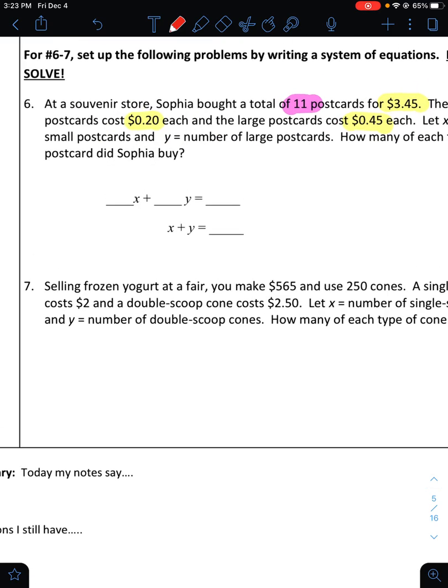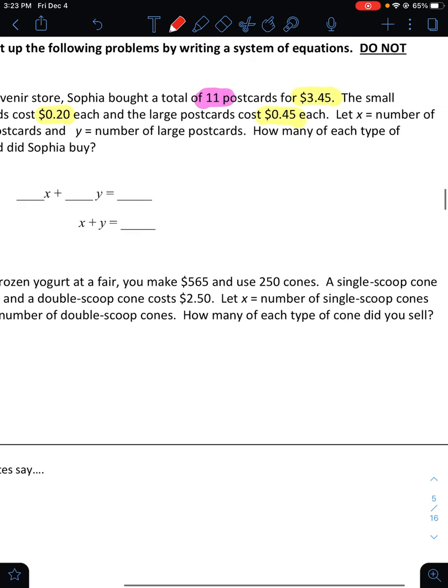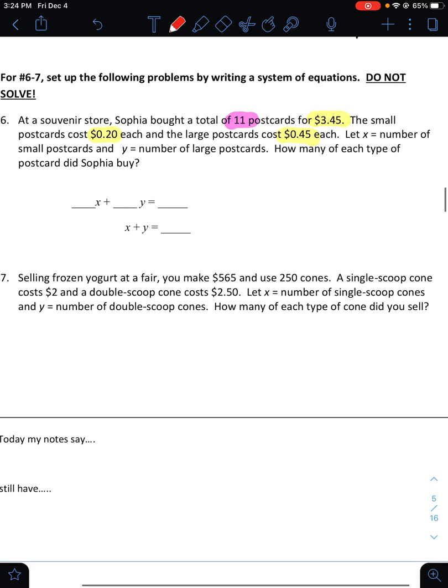So do you see how the first equation, I am trying to put something times X and something times Y. So if X is the number of small postcards and the small ones are 20 cents each, well, I want to multiply each postcard by 20 cents. So I'm going to situate 20 cents times X, and then the larger ones are 45 cents. And then I spent $3.45 in total. So this first one is all about the money.